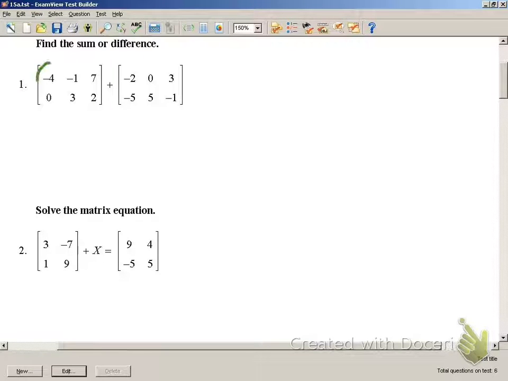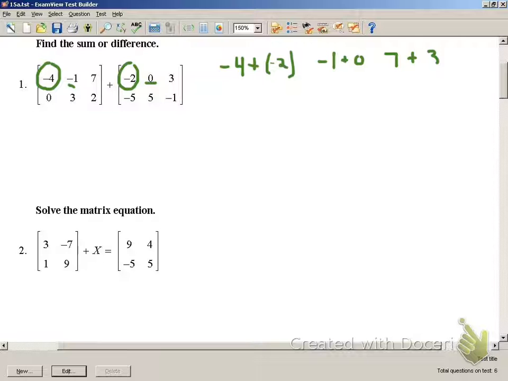Remember, we want to take the first entry and add it to the first entry, the second entry added to the second, and so forth and so forth. So it would be -4 plus -2, -1 plus 0, 7 plus 3.